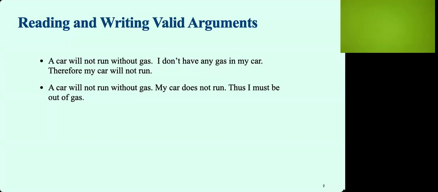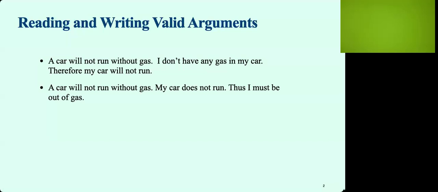The second example is a little bit different. A car will not run without gas. My car does not run. Thus, I must be out of gas. My car does not run doesn't necessarily imply that I don't have any gas in my car. Maybe my car doesn't run because the engine's broken. So the conclusion that I must be out of gas does not necessarily follow from the fact that my car does not run and a car will not run without gas, because there might be other reasons why my car doesn't run.